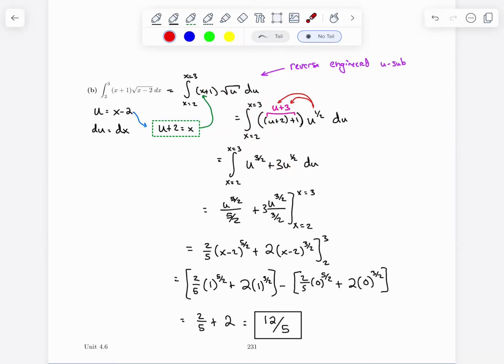You integrate those, you get u to the 5/2 over 5/2 plus 3 times u to the 3/2 over 3/2, from x equals 2 to x equals 3. When you flip and multiply, that's why it's 2/5 times x minus 2 to the 5/2. And then 3 times 2/3, the 3's cancel. That's why it's just a 2 times x minus 2 to the 3/2. Plug in the 3 and plug in the 2. You get 1 for the first entry, 0 for the second. It gets you exactly what you want. Any questions on that?